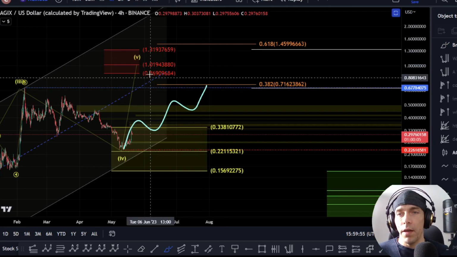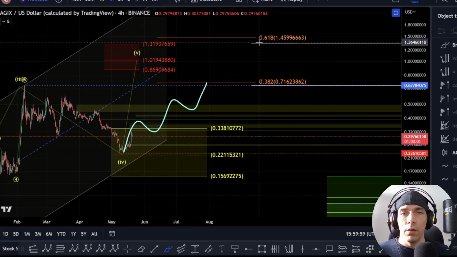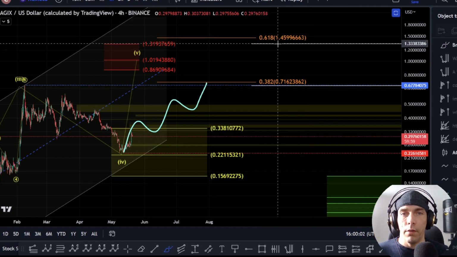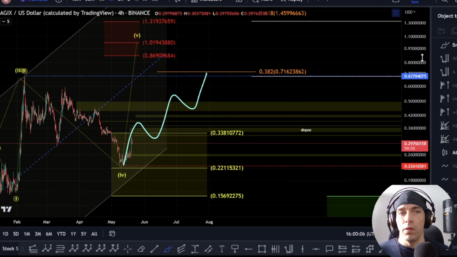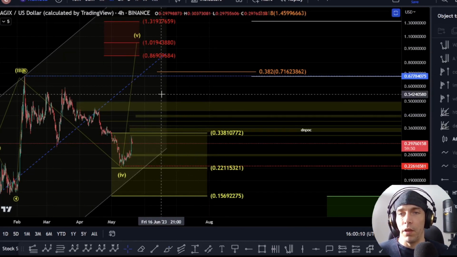Alternatively, if we do move up higher here, we've got our red target box, as well as some of these higher zones here of this 618 at this 145, and then we have this line here at this 132 as a 1.618 of the wave 1. So this could be another zone if we do look to push up in a bigger way.